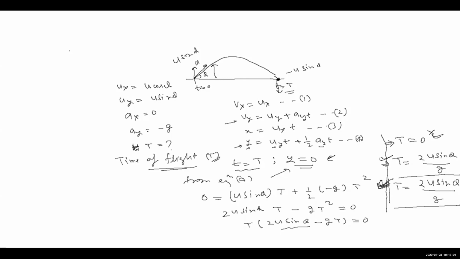One more simple observation. When we put it here, the Vy we get as minus u sine theta, which means the direction has changed for the speed. So the speed at this point and the speed at this point is the same. Okay. Any doubt in this? No, sir. Okay.